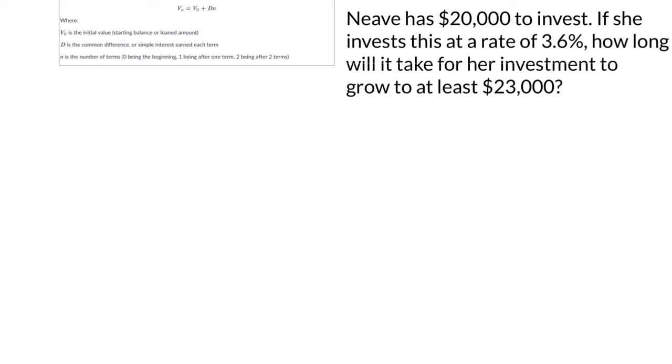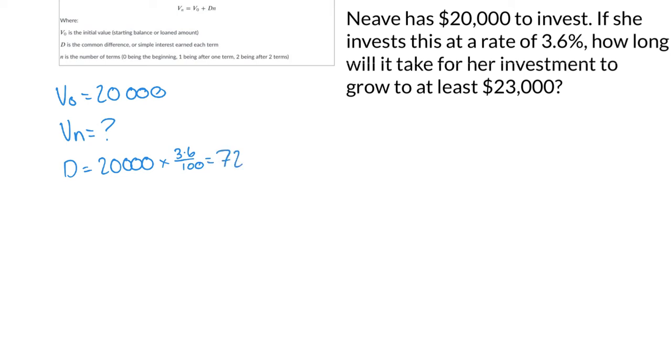Okay, let's have a look. So V0 is going to be $20,000. Vn, well, this is what we're trying to find. This is the mystery. How many years will it take to get to $23,000? Now, we need to find the common difference. So to find the common difference, that's 1 year's worth of interest. So 20,000 multiplied by 3.6 over 100. That's going to be $720.